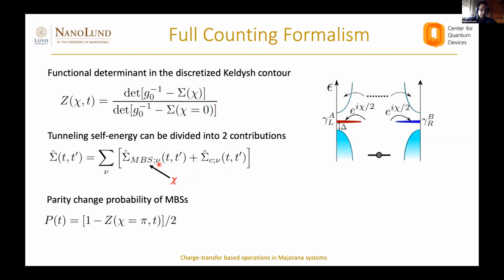At the end, what we are interested in is the parity change probability of the Majorana bound states, meaning what's the probability that an odd number of electrons have been transferred between this quantum dot and either the left and/or the right Majorana bound states. And this will tell us how the joint parity of the left and right Majoranas changes.